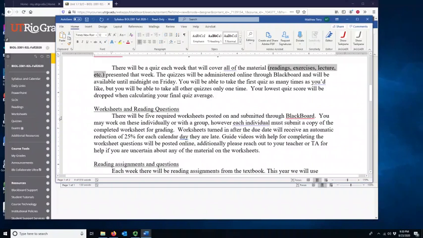Okay, you can work on these individually, or if you want to email members of the class or already know members of the class and like to work on it in a group, that's fine. I encourage that if you'd like to do that. However, you have to submit your own copy. So you can't just do a group one, put 4 names on it and submit that. These are submitted through Blackboard.